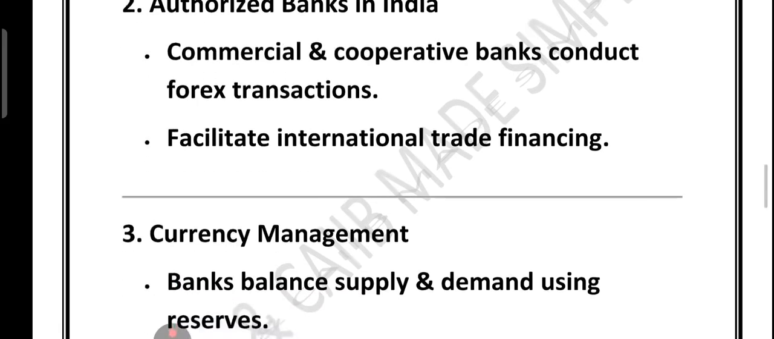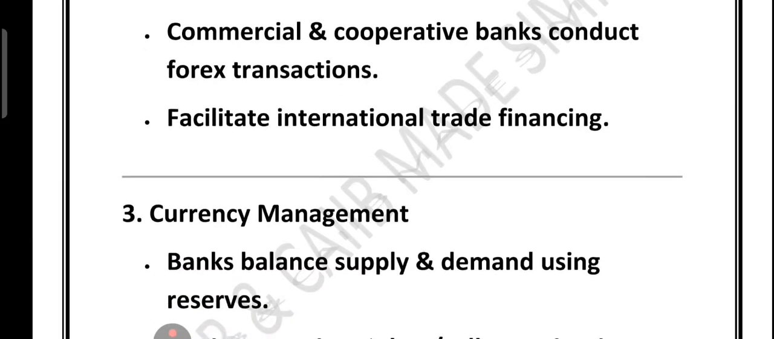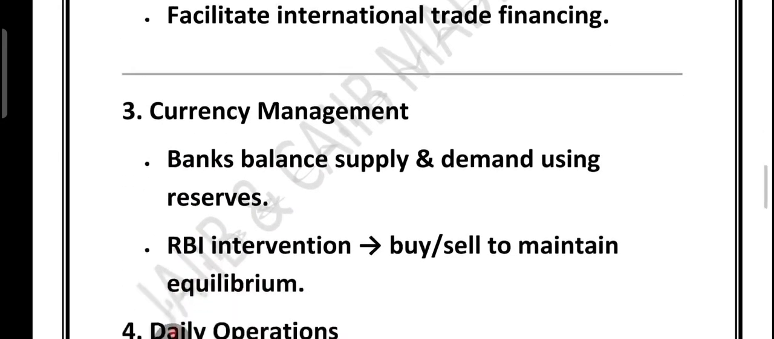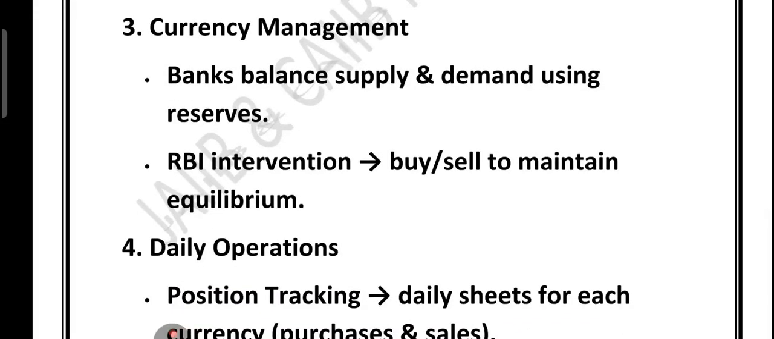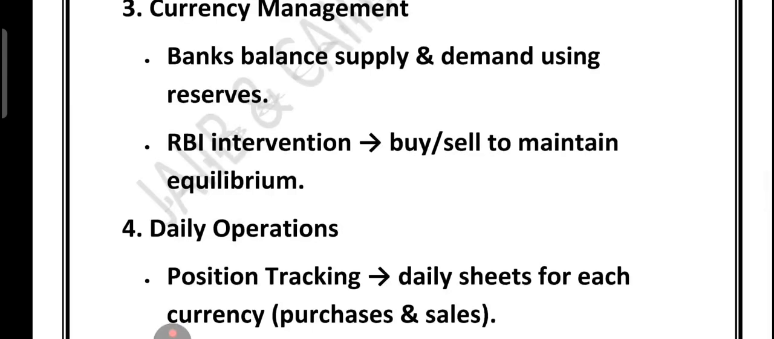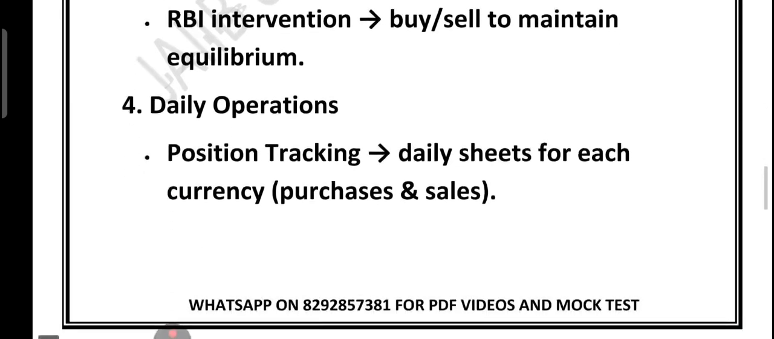If you look at the authorized bank in India, commercial and cooperative bank are authorized to conduct forex transaction. They facilitate international trade financing and smooth cross-border payment. If you look at the currency management, you know it very well that bank balance currency demand and supply using their reserves. Yes, bank have reserves and using those reserves, they can balance supply and demand. RBI intervene. How does RBI intervene? By buying or selling currency to maintain the market equilibrium. So market equilibrium should be maintained. Supply and demand should be equal. And if they are unequal, then RBI intervene. Either they buy or they sell the currency.